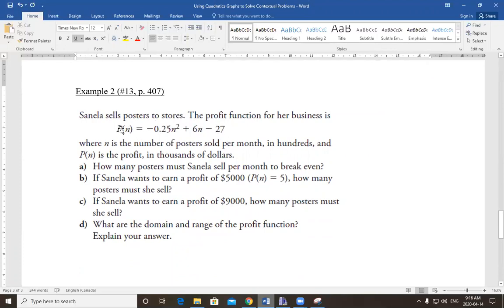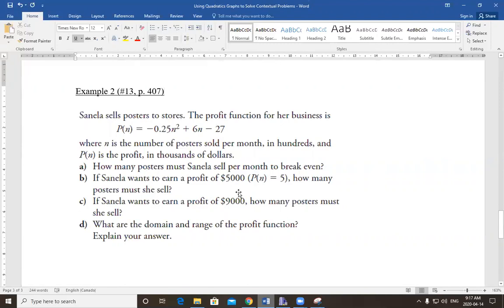So profit is the dependent variable y, and n is the independent variable x. In this case, P for profit, N for number of posters. So we'll look at the scale here. N is the number of posters sold per month in hundreds. So if N is 3, then it would actually be 300. And P is the profit in thousands of dollars. So for example, if you have 28, that would be 28,000. So that's how the graph is going to be scaled.